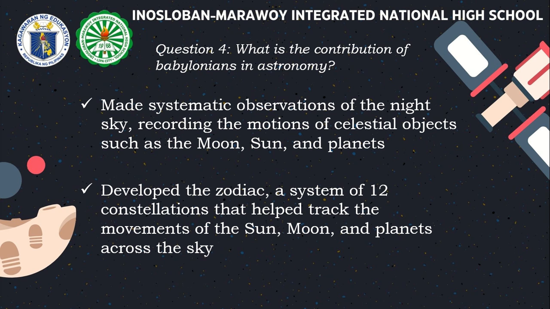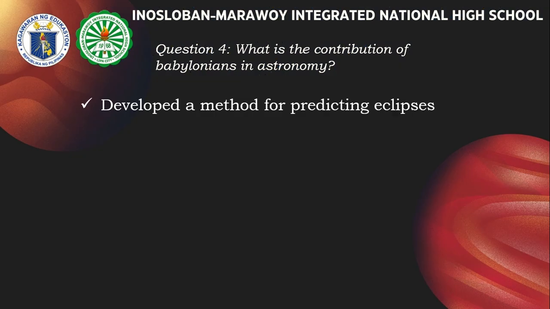Okay, so developed the zodiac, a system of 12 constellations that help track the movements of the sun, moon, and planets across the sky. Okay, nakadevelop sila ng 12 constellations that help to track the movements of sun, moon, and planets across the sky. Okay, ano na yun, di ba, napaka-systematize ng mga Babylonians? Next, developed a method of predicting eclipses. Nakadevelop sila ng method to predict eclipses, which is wala pa silang technology dati pa. Pero nakagawa sila ng way, di ba? Ang astig ng mga Babylonians.